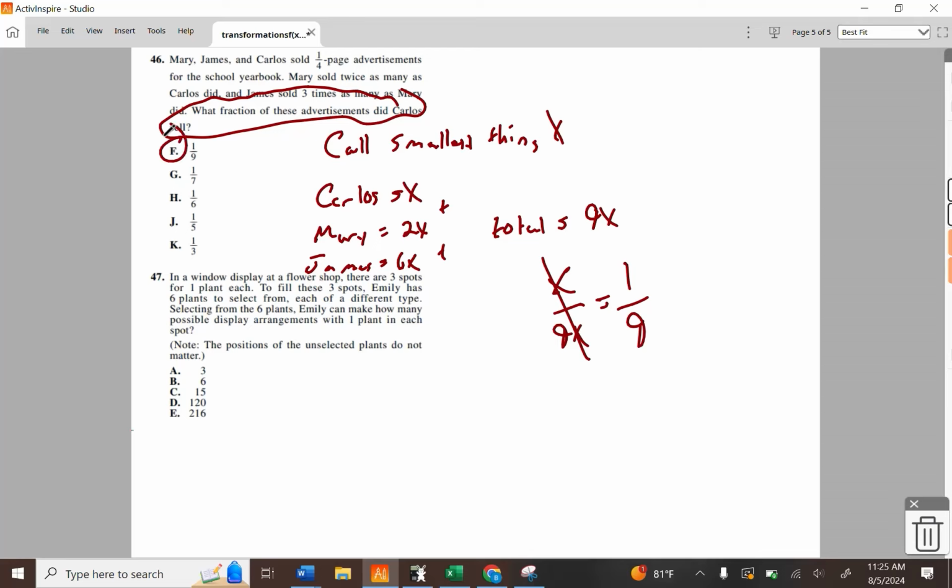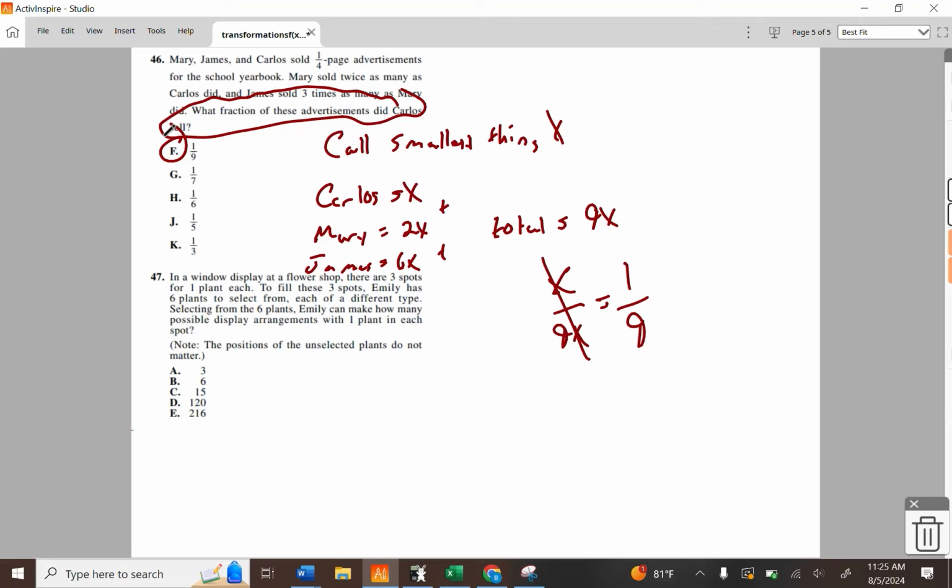47. In a window display at a flower shop, there are 3 spots for 1 plant each. To fill these 3 spots, Emily has 6 plants to select from, each of a different type. Selecting from the 6 plants, Emily can make how many possible display arrangements with 1 plant in each spot? Note the positions of the unselected plants do not matter.